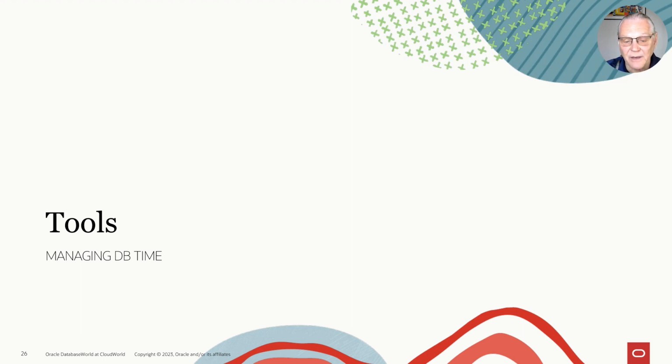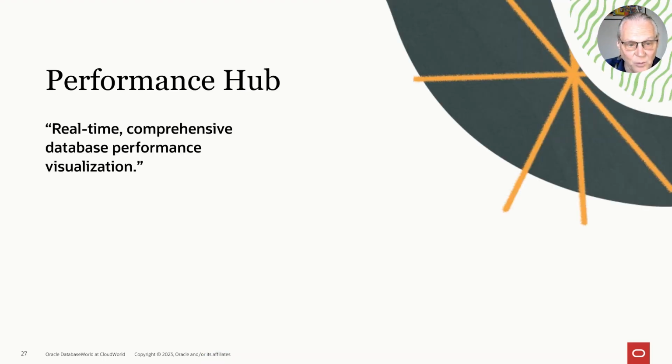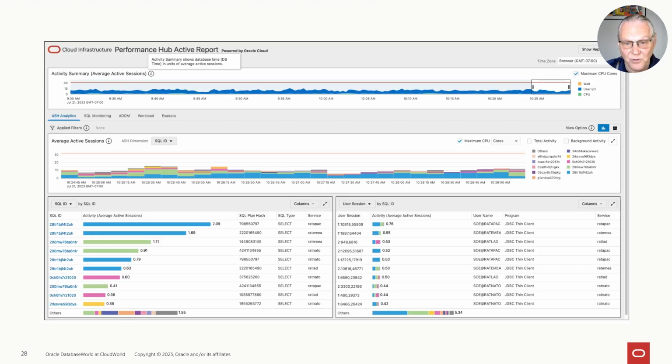So let's briefly end with a quick touch on some tools that make use of DB time and actually apply these concepts and the method and try to achieve performance optimization. Hopefully you're familiar with Performance Hub, which is a real-time comprehensive database performance visualization tool that also offers connections to tools that will help you reduce DB time, things like SQL Tuning Advisor.